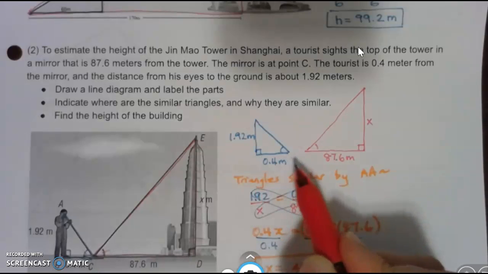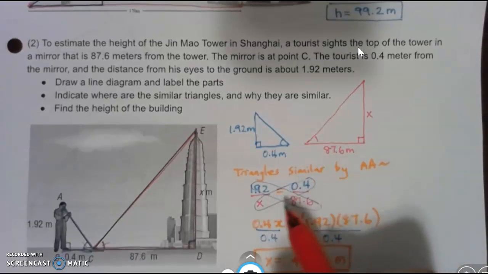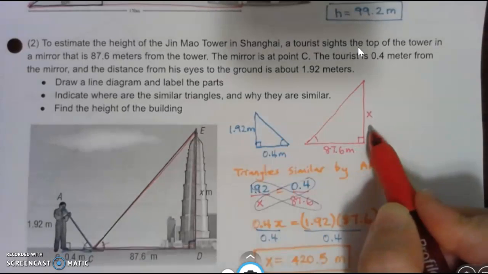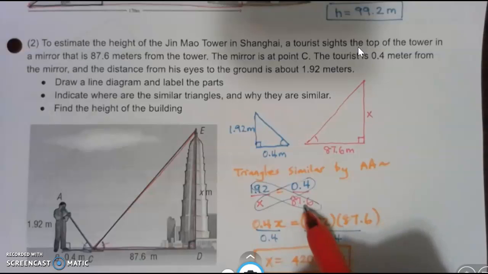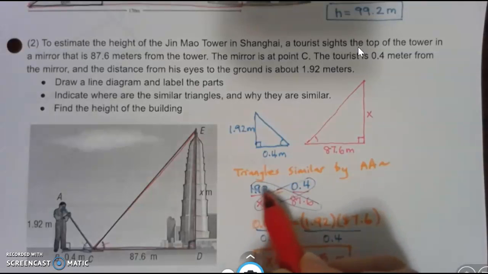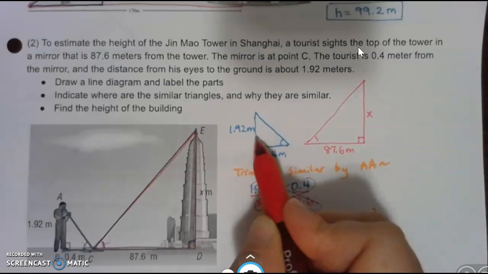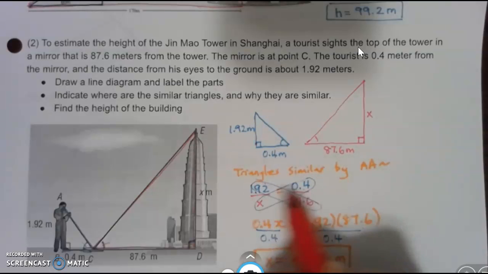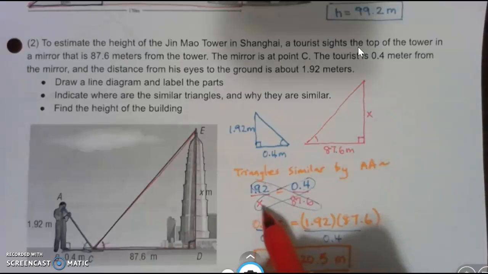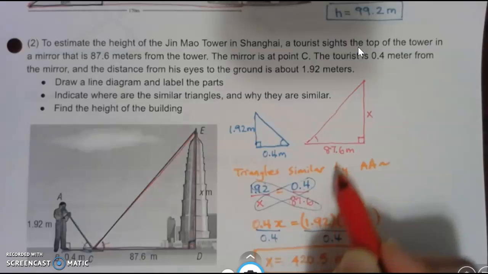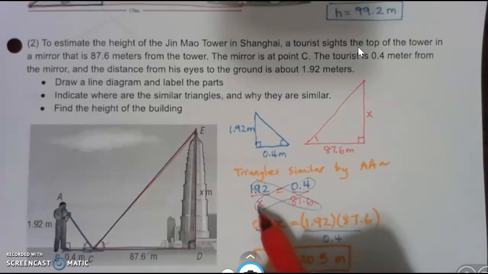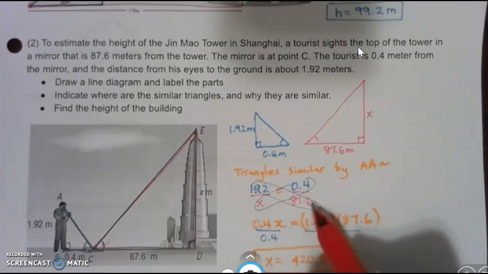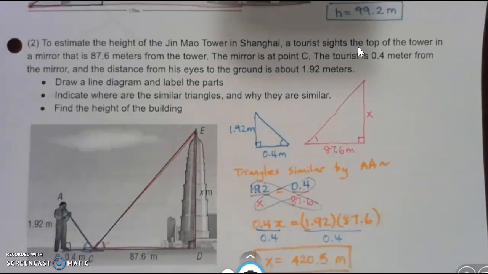Now again, set up the triangles and then match them up. 1.92 matches with x. So 1.92 over x is 0.4 divided by 87.6. Probably the biggest thing is make sure that if the top triangle is the left small triangle, then make sure that both corresponding parts' lengths are occurring at the top and the bottom. If you have flipped this and said x over 1.92 is equal to 87.6 divided by 0.4, it will work out to be exactly the same because you're going to be cross multiplying, so it does not matter.